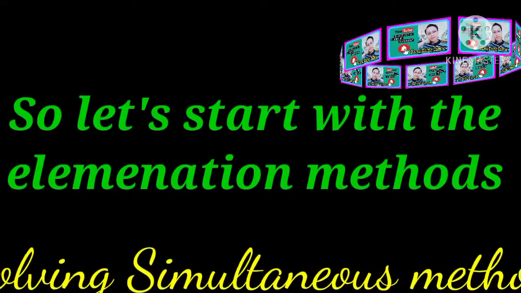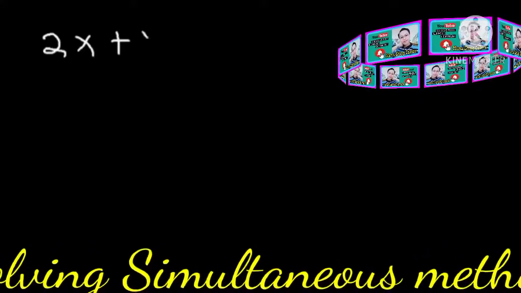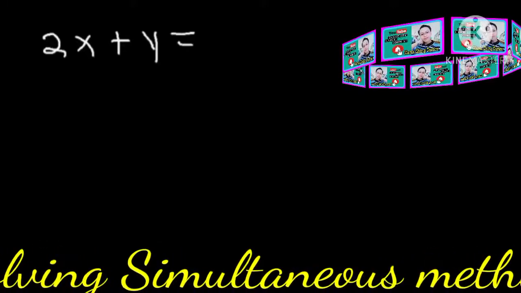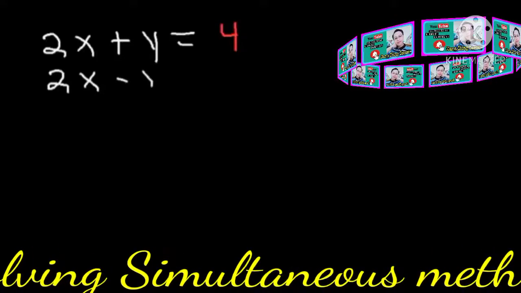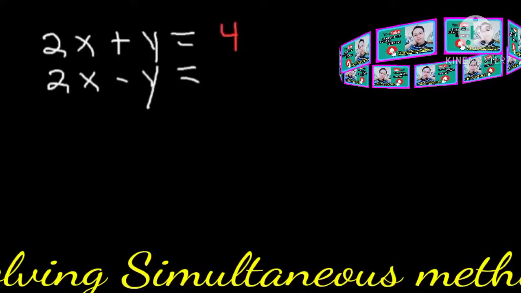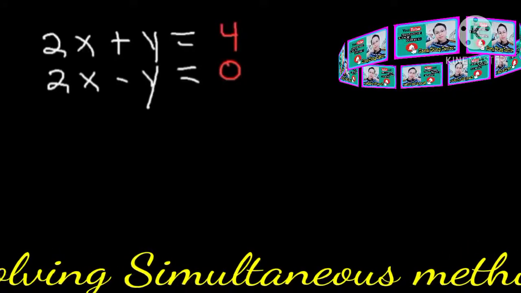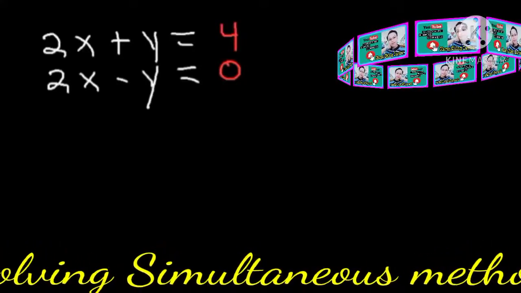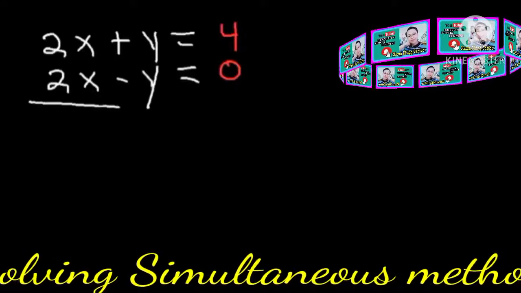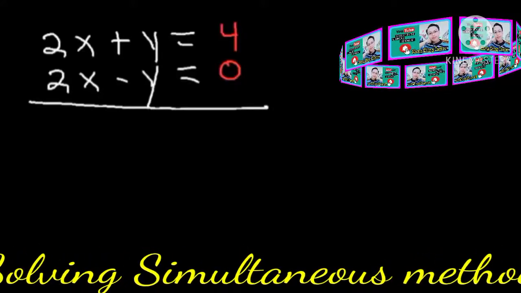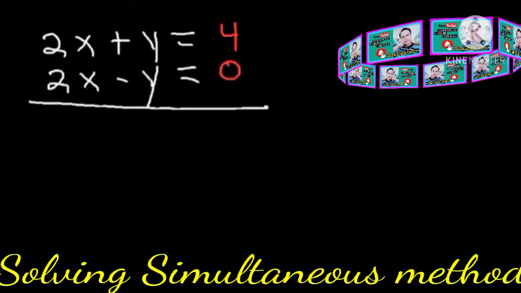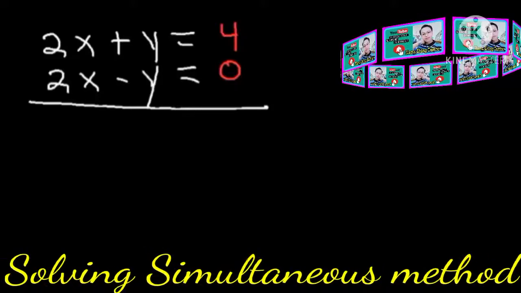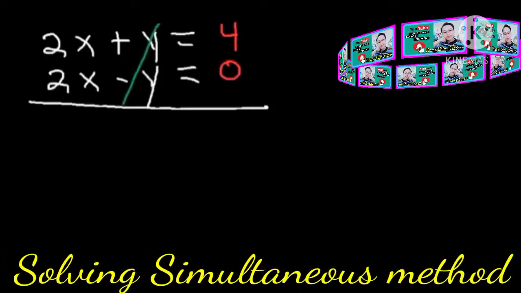Let's say we have the equations 2x plus y is equal to 4, and 2x minus y is equal to 0. So what can we do to solve for x and y using the elimination method? Now what you want to do is add the equations in such a way that one of the variables cancels. We don't have to modify the equations in this example. If we add them, notice that the y variables cancel. Positive y plus negative y adds up to 0.